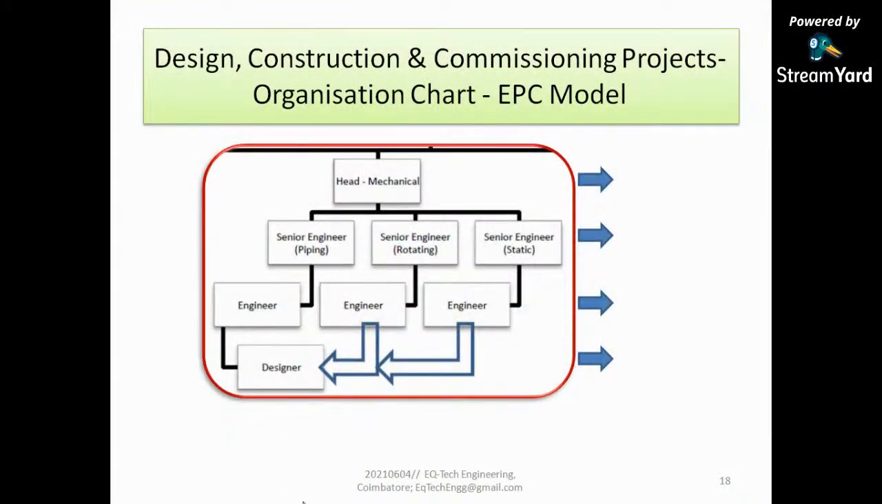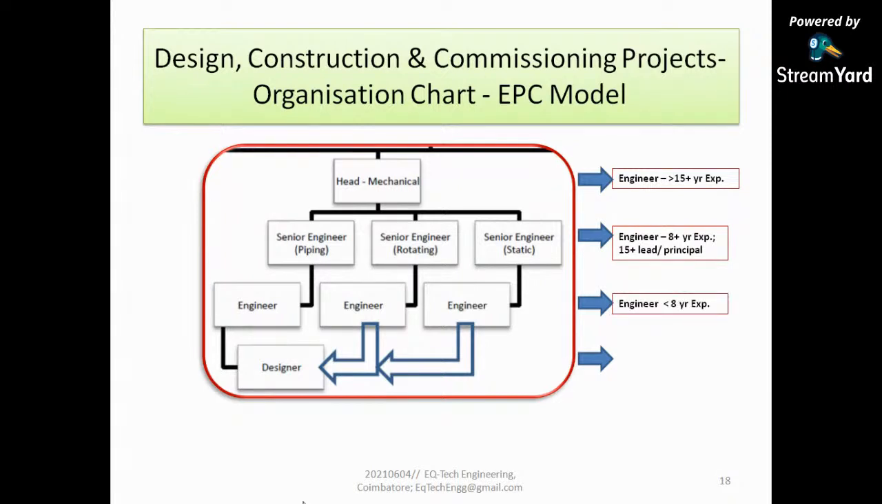Now let us see what qualifications are normally expected for the designations in a discipline. For a head of mechanical, normally the expectation will be around 15 plus years of experience. Sometimes some organizations require more than 20 or 25 years of experience also. Then senior engineers, anyone with greater than 8 years of experience, we call senior engineers. And those engineers who have more than 15 or 20 years of experience, they call lead engineers or principal engineers. So these are different terminologies used across different organizations. Then engineers, there will be anyone with less than 8 years of experience. Designers are diploma engineers with good experience.